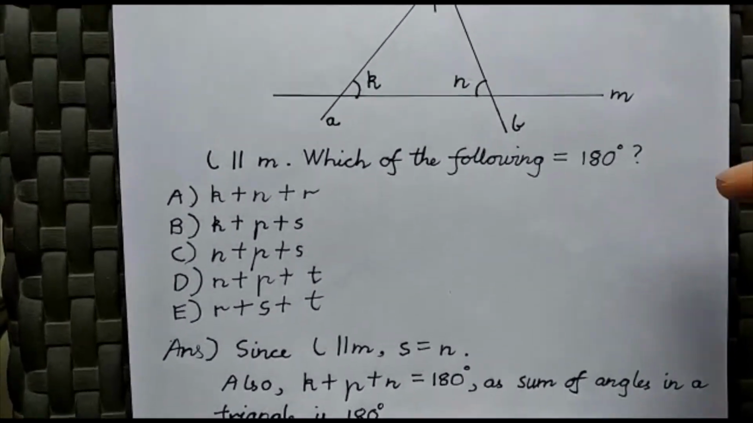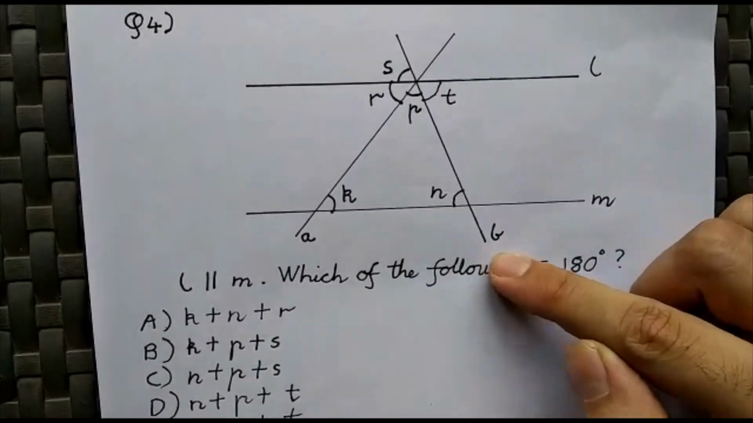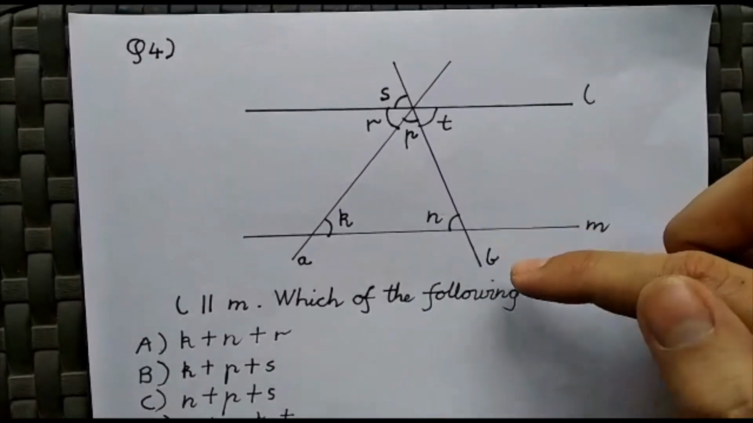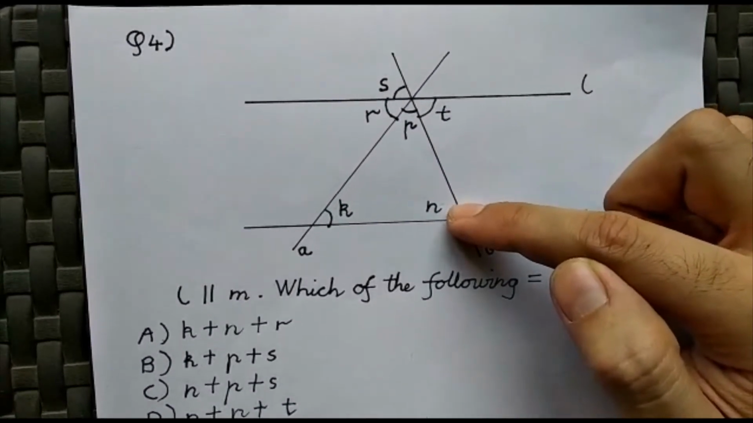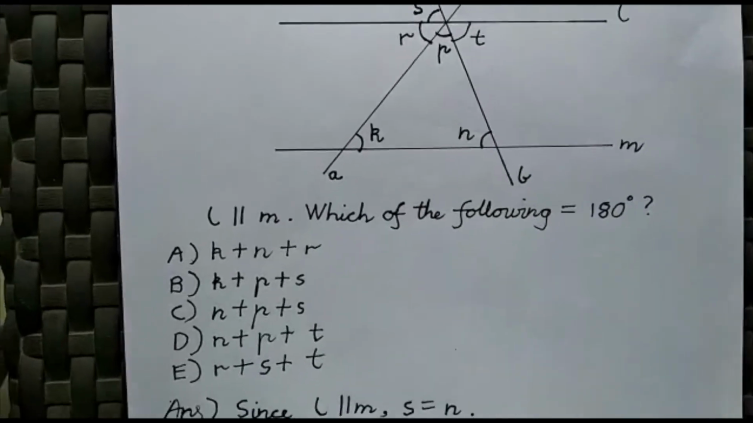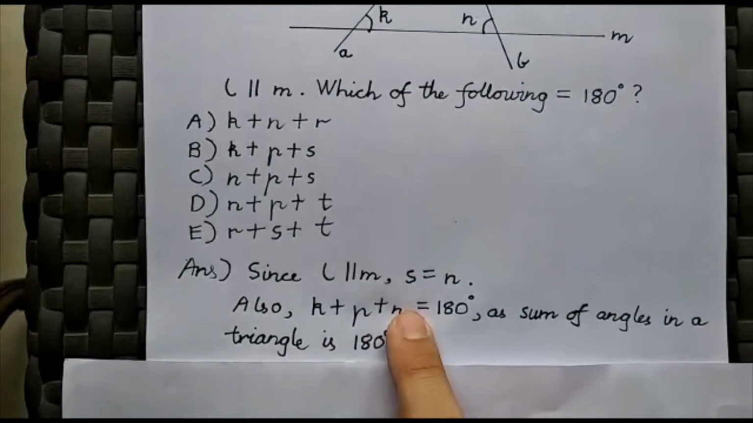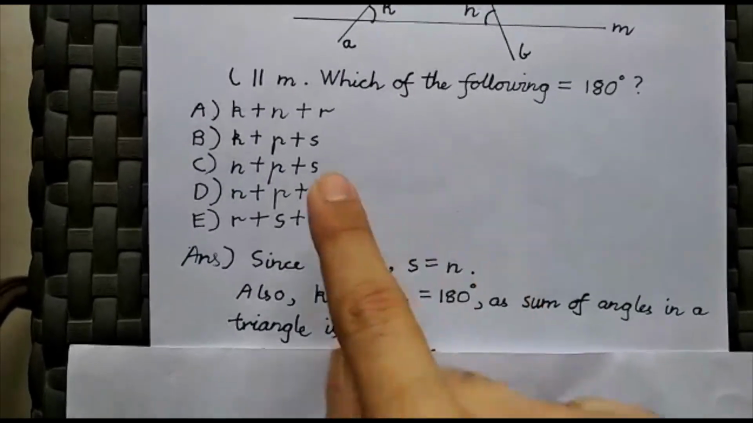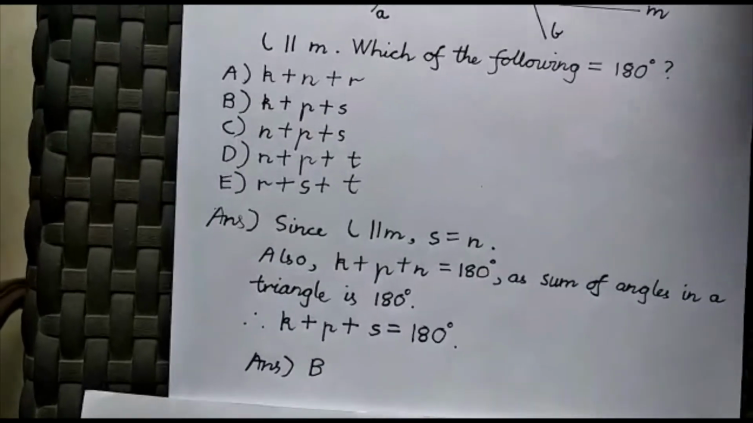But consider transversal B. Since S and N are acute angles, S equals N. Therefore, we can replace K plus P plus N by K plus P plus S, which is 180 degrees. Therefore, option B is your right answer. K plus P plus S equals 180 degrees.